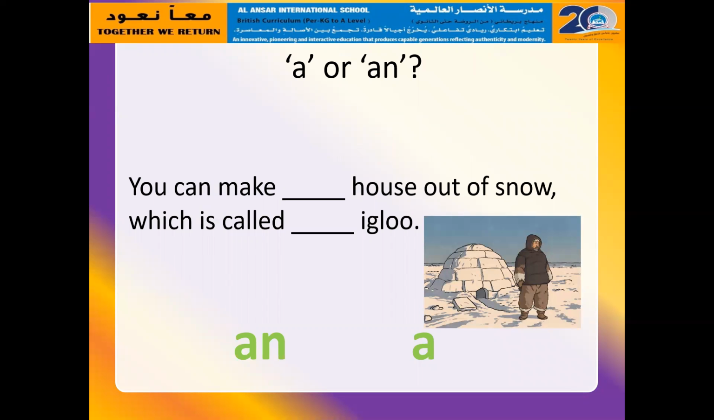You can make a house out of snow. You can make an house out of snow. Remember to use the rule. Say it out aloud. Does it sound correct? You can make a house out of snow. Well done. Which is called an igloo. Why? Because igloo begins with a vowel.